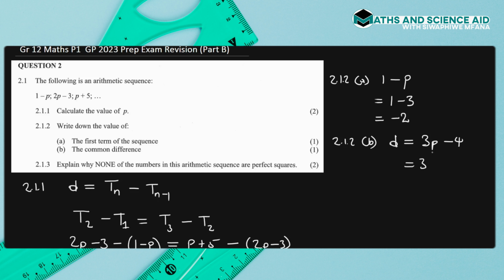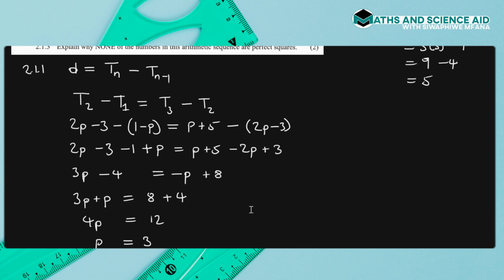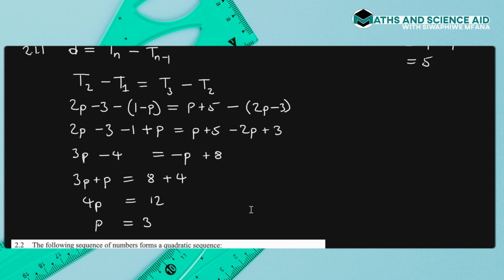So again, we know that the value of p is 3. So 3 multiplied by 3 is 9. And then you minus 4, you are going to get 5. And we can test whether or not this is correct by also checking whether T3 minus T2 would give us the same value. So T3 minus T2, as you can see, this gave us minus p plus 5.